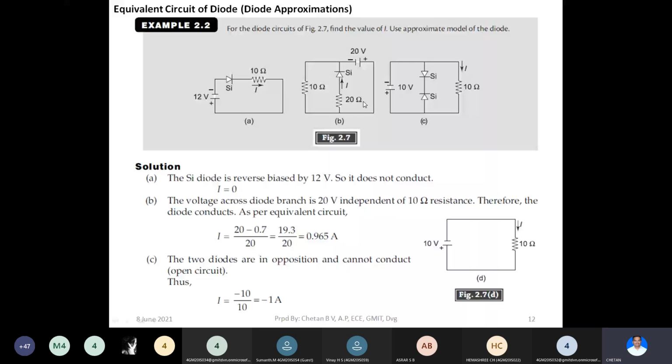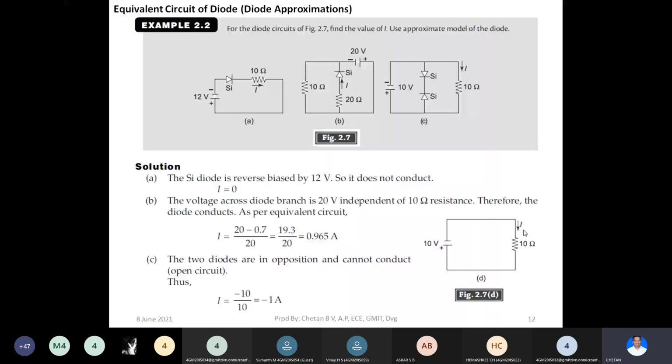Then the last one is this. Here we have connected two diodes in opposite directions. Obviously, one of them would be reverse biased. If one diode is reverse biased, that is sufficient to disregard the complete branch, because this entire branch would act like an open circuit. Therefore, the equivalent circuit will be only this much: a voltage source of 10 volt connected to a 10 ohm resistance. So you get the value of I as minus 10 by 10.